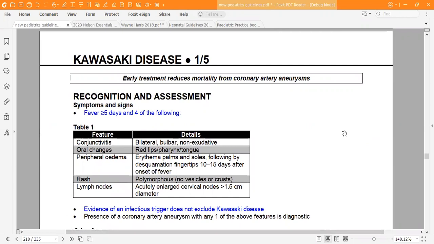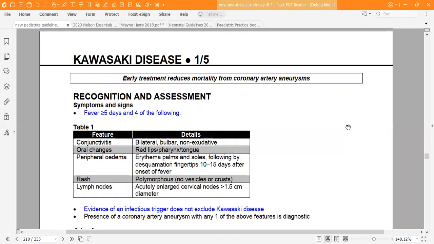We are going to read the Kawasaki disease guidelines from the pediatric green book. Bismillah. Early treatment reduces mortality from coronary artery aneurysm. Okay, recognition and assessment, symptoms and signs.